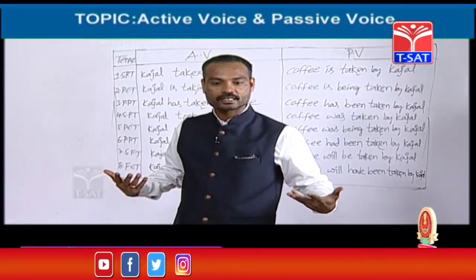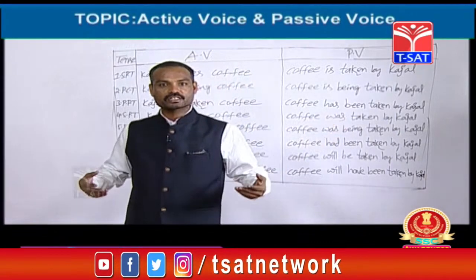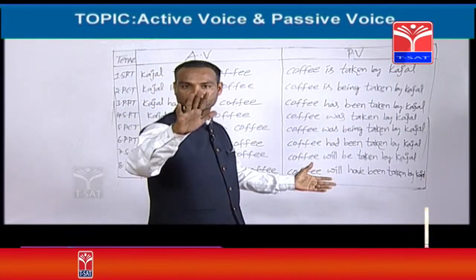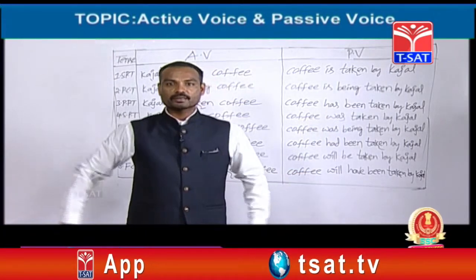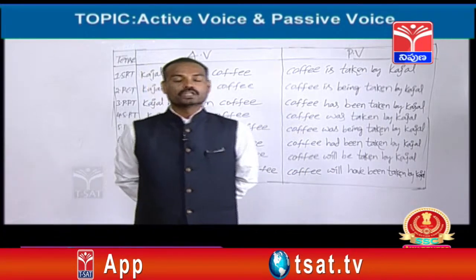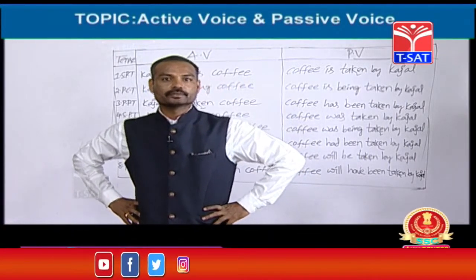Okay. Can I give you one more example which contains a plural object? Yes, sir. Give 100 examples. What's there? We can easily change. Come on, give 1000 examples also. We don't have any fear. We are ready to change hundreds of examples into passive voice. Come on, give one plural object example.